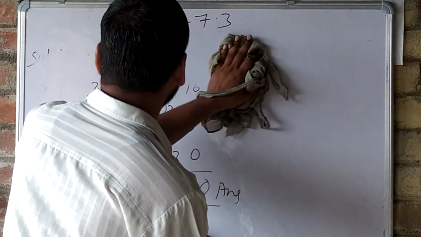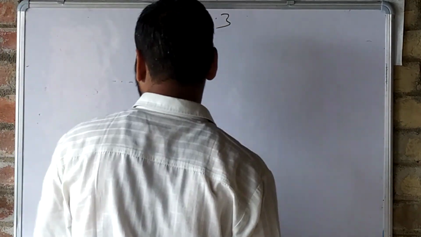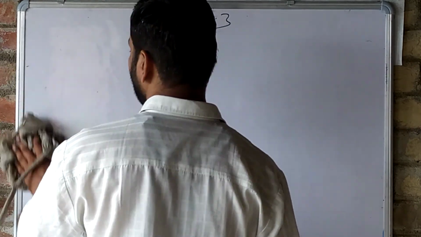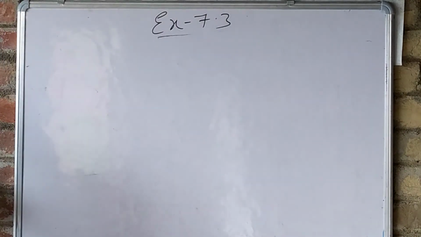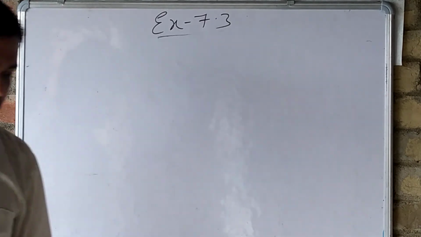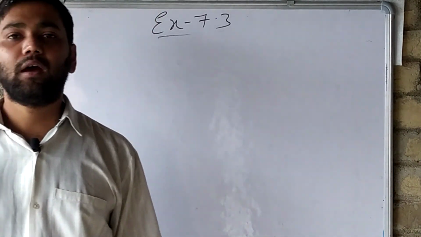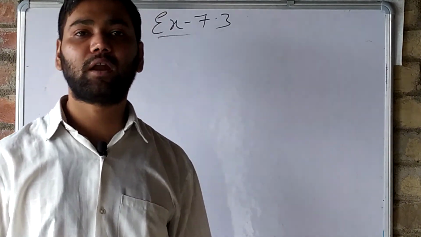Now I thought that you all have understood how to subtract and how to add values in decimals. Okay, it is a very easy part. So exercise 7.3 is based on this only. In exercise 7.3 we will only have to add or subtract.